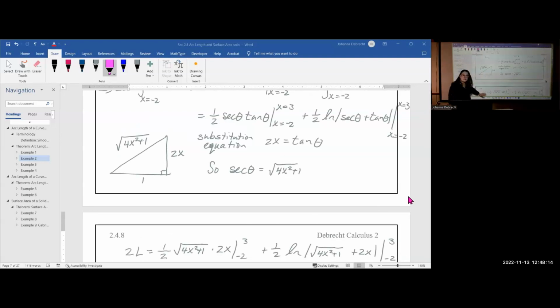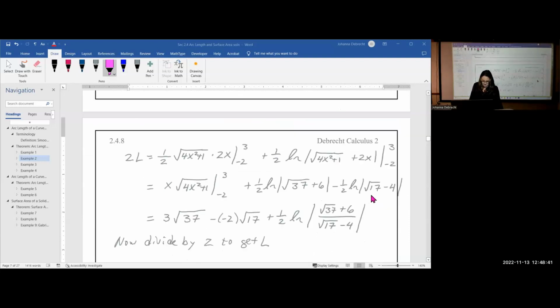So I've still got twice the arc length, and I've got 1/2 secant theta tangent theta. So here's secant theta, here's tangent theta. I can drop the x equals because now the limits of integration match the variable in the problem. Before that, I had to write them because they didn't match. And then over here, I've replaced secant of theta with the radical and tangent of theta with 2x. And then, of course, it's just a matter of plugging in and simplifying.